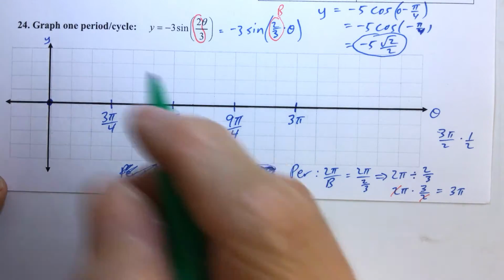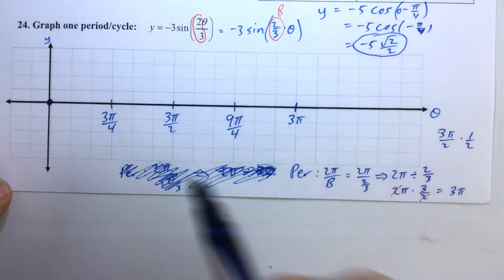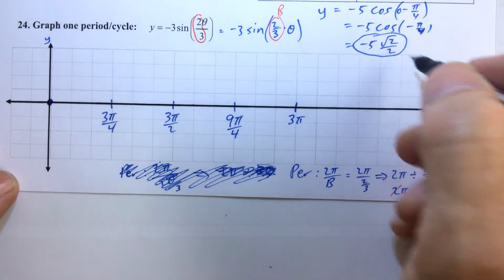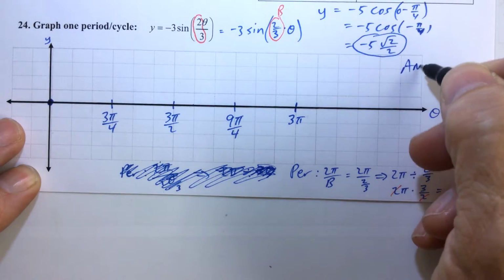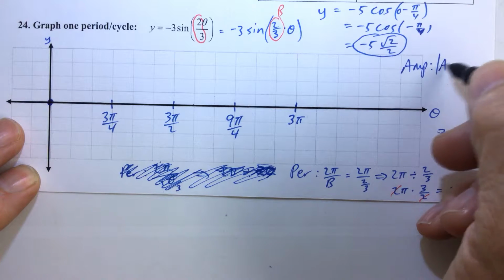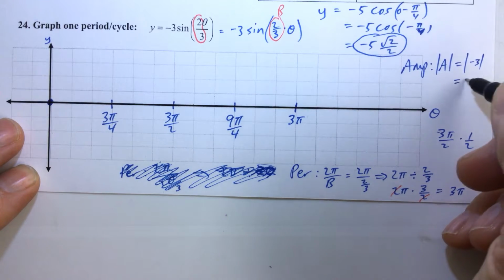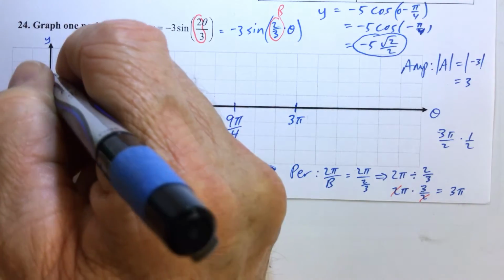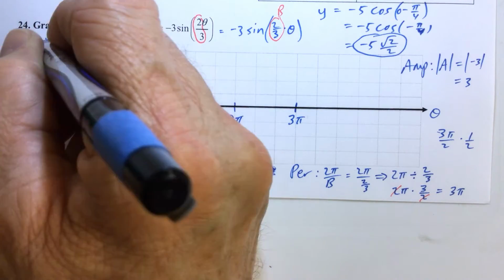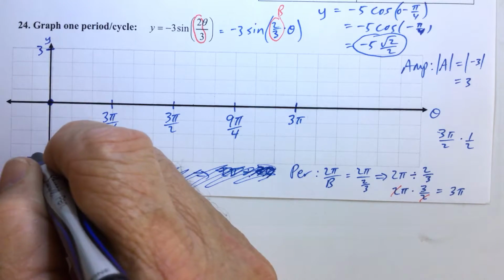And then we have to find and plot the amplitude. The amplitude is always going to be the absolute value of a. And a in this case is -3, and the absolute value of -3 is 3. So I'll put 3 up here, and then -3 down there.